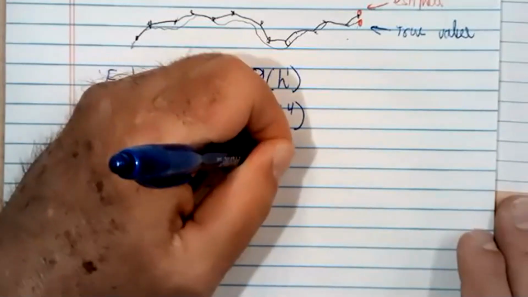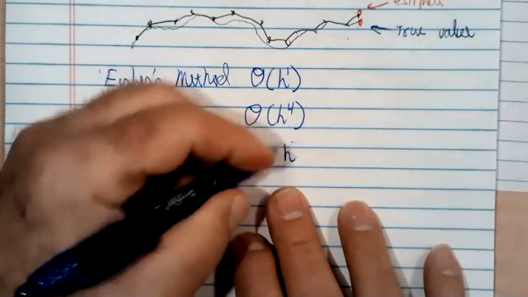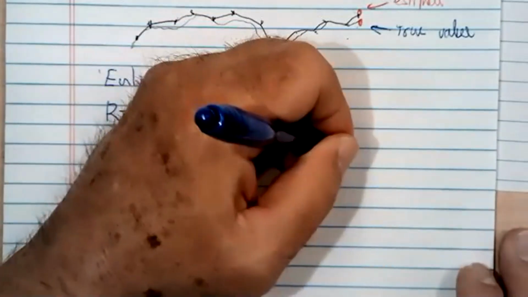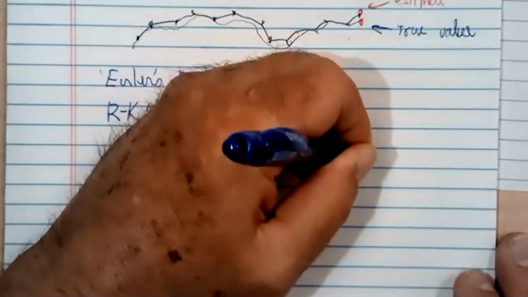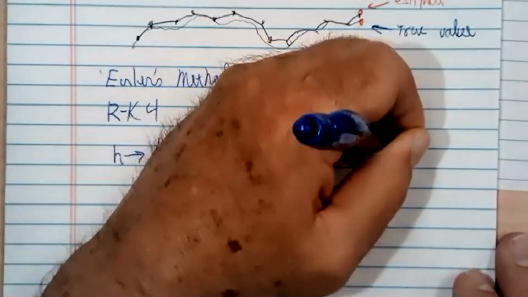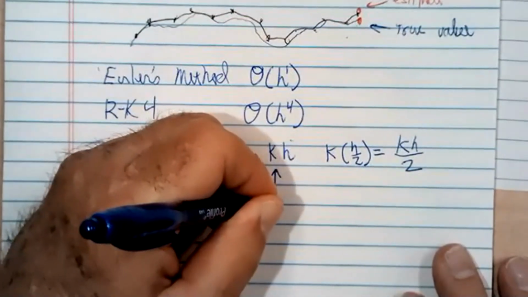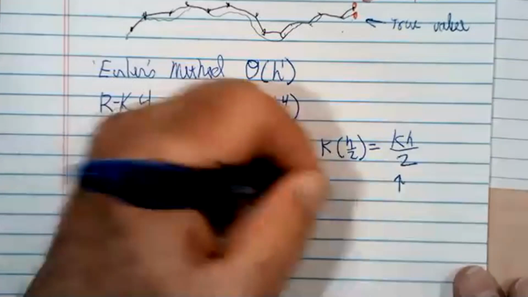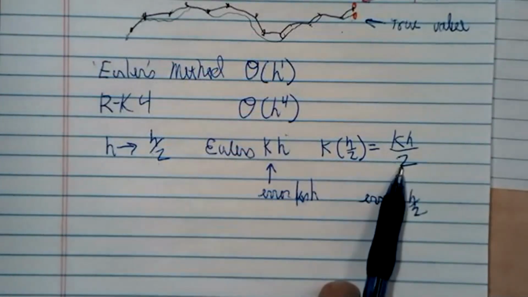So for Euler's method, the original step size would give approximately some constant times h. The new and improved version would give some constant times h over 2, which is kh over 2. So in other words, this error for step size h and this error for step size h over 2 differ by a factor of 2. I cut the step size in 2, I cut the error in 2. That's the idea.